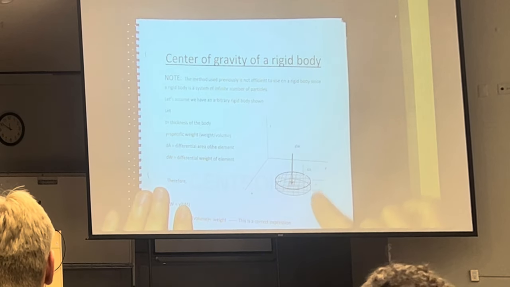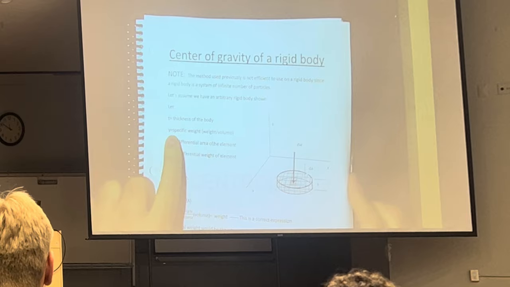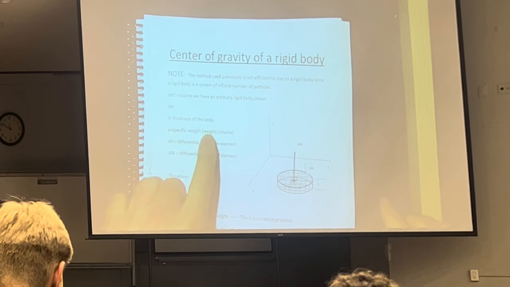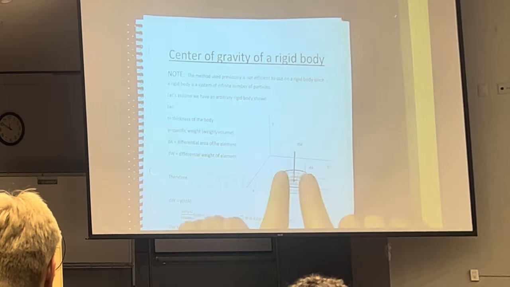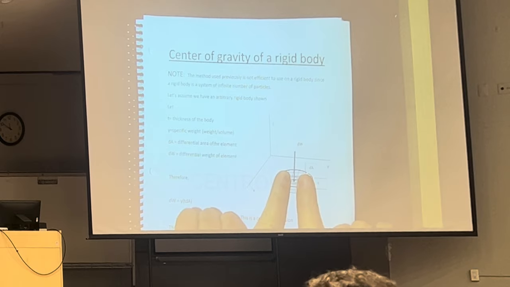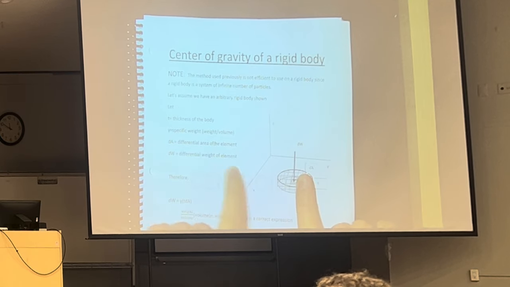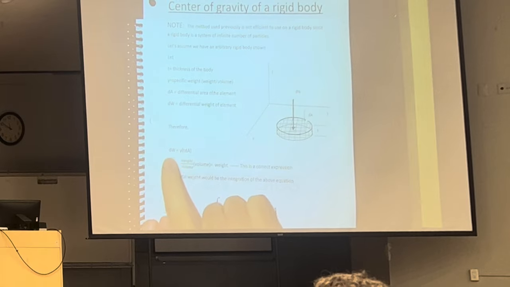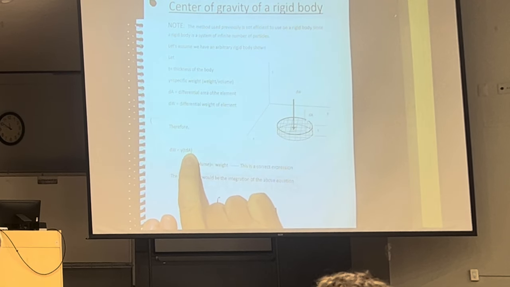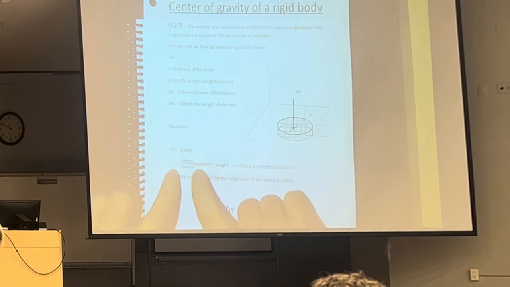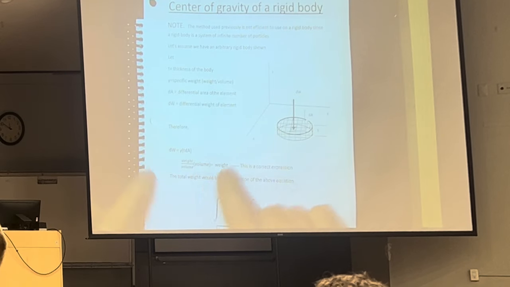Now, it has a thickness T, has a specific weight, which is weight per volume, which is gamma. dA is the differential element of the area of that little piece. dW is the differential weight of that little piece. And if you look, I'm going to say dW equals gamma T dA. Does that make sense? Well, check basically your units.